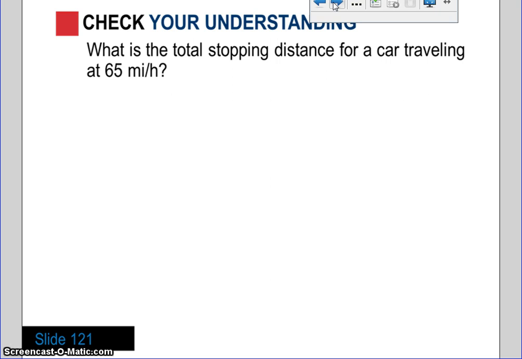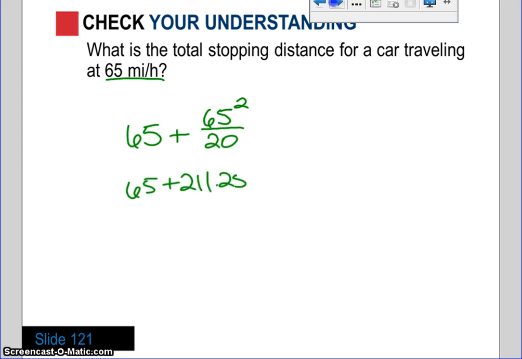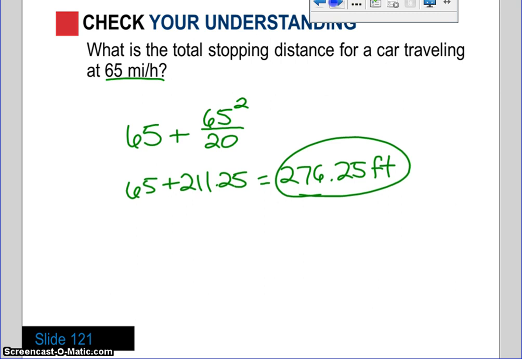So it says here that this car was traveling 65 miles per hour. So I know that my reaction distance is going to be about 65 feet. Plus, plugging into my formula of speed squared divided by 20, I know that I'm looking at about 65 plus 211.25 feet for a total stopping distance of 276.25 feet.